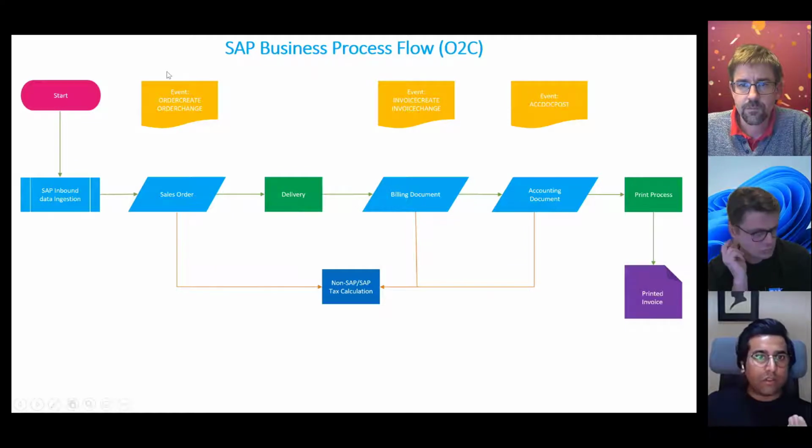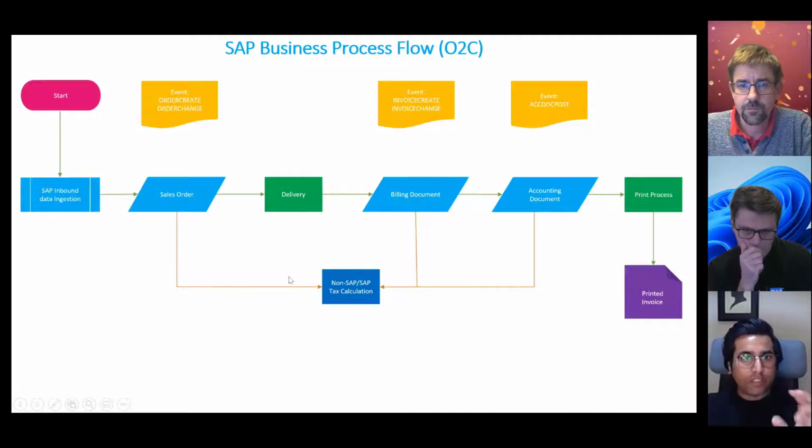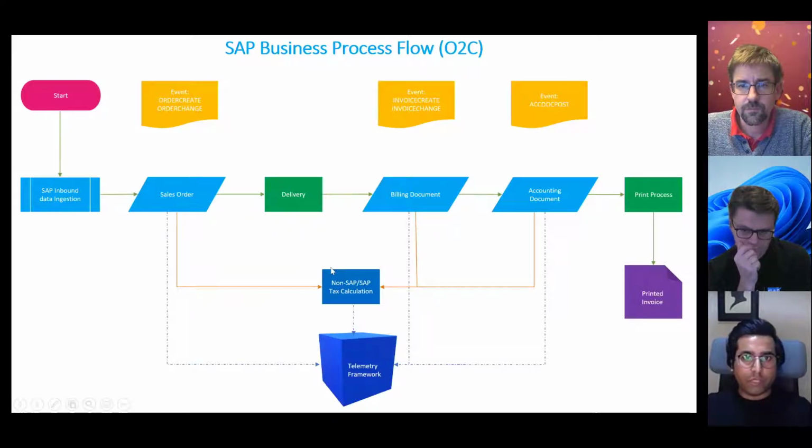Like in this case, sales order create or change, invoice create or change, accounting document post, and a very common attribute to all of that, which is critical from the compliance perspective, the tax calculation. If anything goes wrong with tax calculation or sales order creation or change, these things will impact your revenue and SLA. So these are the places from where we will capture telemetry information.